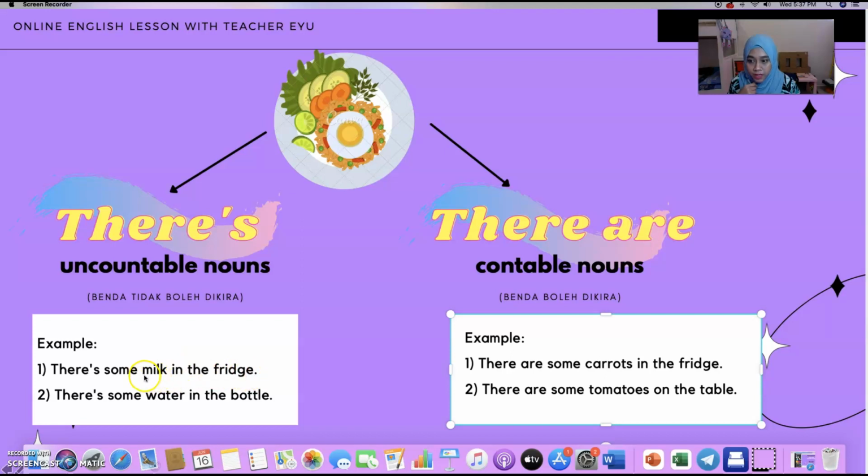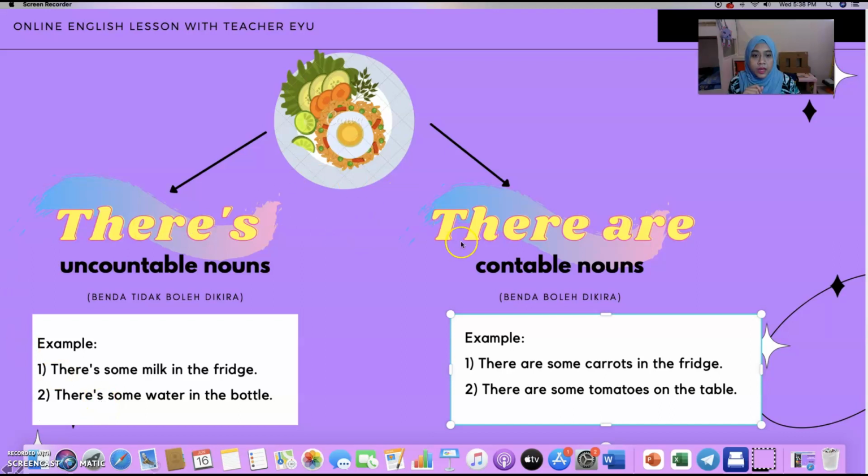So, if you can see the word milk, milk means susu. So, susu is uncountable. Susu tak boleh kira. Right? So, we use there's. Okay? Example number 2, there's some water in the bottle. Okay? As you can see, water is also uncountable. Water tak boleh kira. So, in that case, we use there's.